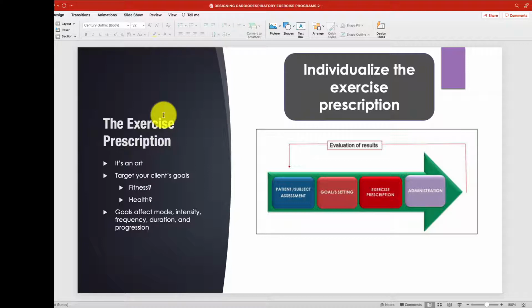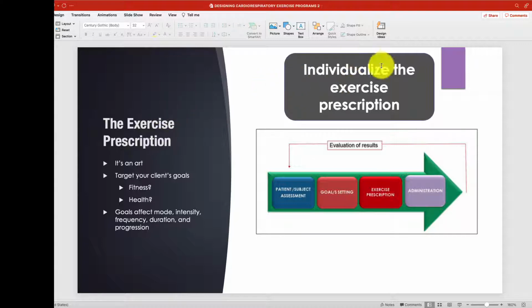So you've got to target your client's goals. Is it a fitness goal? Is it a health goal? Is it both? So what is the difference between fitness and health? I'll let you figure that out. And then we're going to use these variables to affect the goals and increase stimulus so that we can progress through certain tiers of fitness.